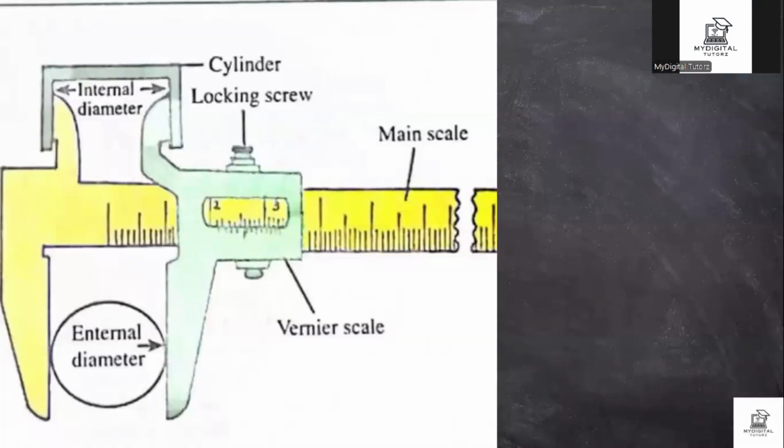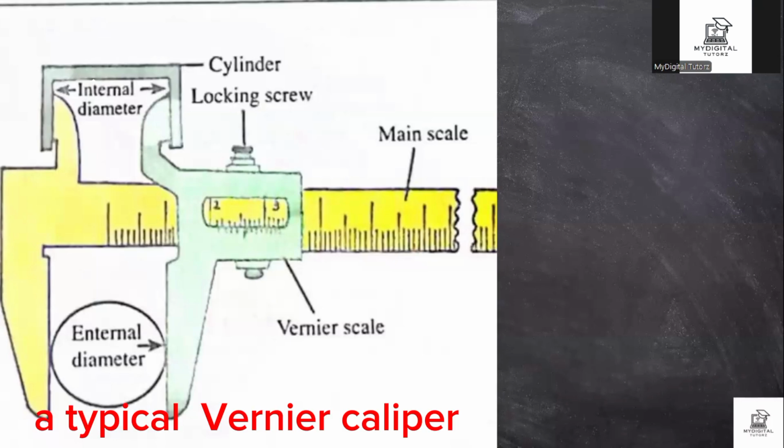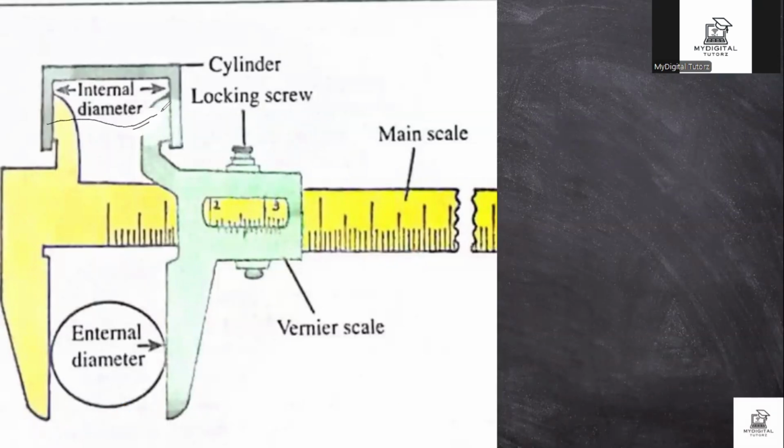Now, take for instance, this is a typical vernier caliper. Here is for internal diameter, while here is for external diameter of an instrument. Anything from here, all this, we call the main scale, while this smaller one is known as the vernier scale. So when taking a reading, we add the main scale plus the vernier scale to give you the total reading. Please take note of this.